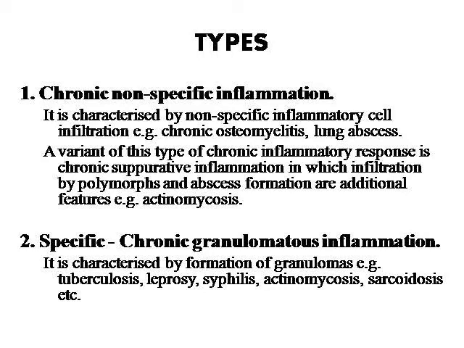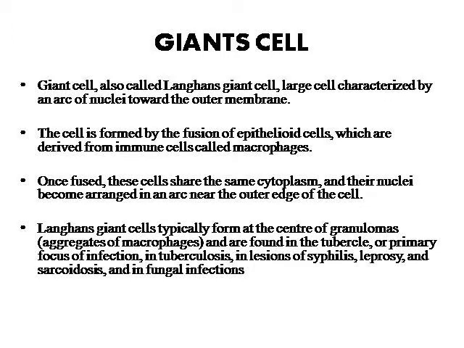Secondly, which is the very specific one, also known as chronic granulomatous inflammation. Here it is characterized by formation of a granuloma. Further, when we are dealing with the chapter, we are going to describe granuloma. Some examples of chronic granulomatous inflammations are tuberculosis, leprosy, syphilis, actinomycosis, and sarcoidosis. These are the types.